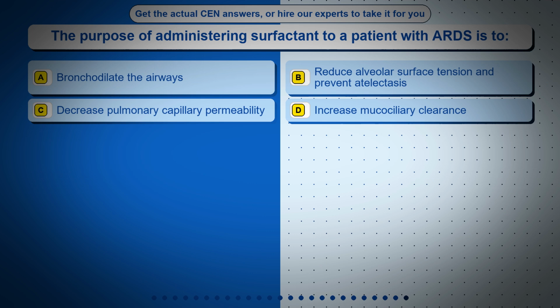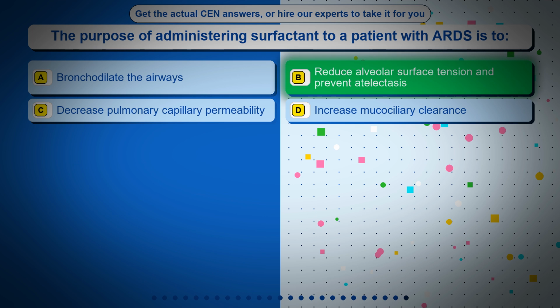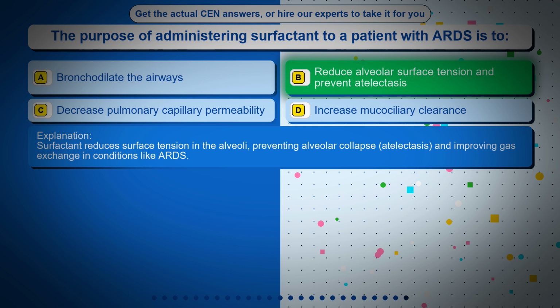Question 24. The purpose of administering surfactant to a patient with ARDS is to: Option A, bronchodilate the airways. Option B, reduce alveolar surface tension and prevent atelectasis. Option C, decrease pulmonary capillary permeability. Option D, increase mucociliary clearance. The correct answer is option B, reduce alveolar surface tension and prevent atelectasis. Surfactant reduces surface tension in the alveoli, preventing alveolar collapse, atelectasis, and improving gas exchange in conditions like ARDS.